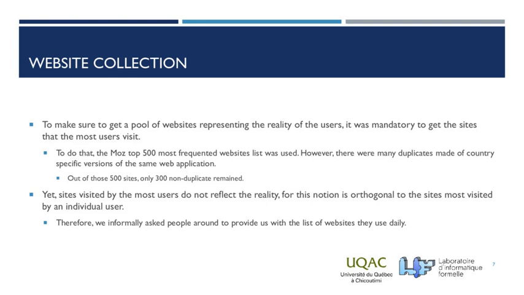The list was then completed by a more informal gathering of URLs by asking individuals what are the sites they visit most often. We shall stress that this notion is orthogonal to that of a most visited website. That is, a site can be visited by lots of people but not be the site most visited by any single person. This is how we ended up with a list of 708 websites.